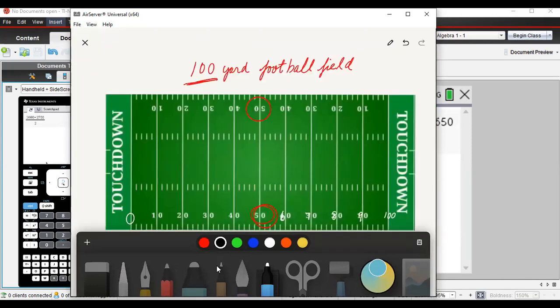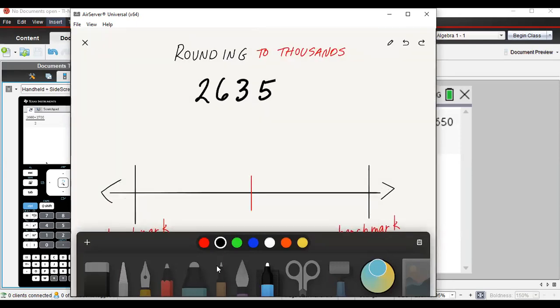Okay, let's do another one. This one, we're rounding to the thousands. So which digit is in the thousands place? Well, the 2 is. So we would say, okay, that's the number.